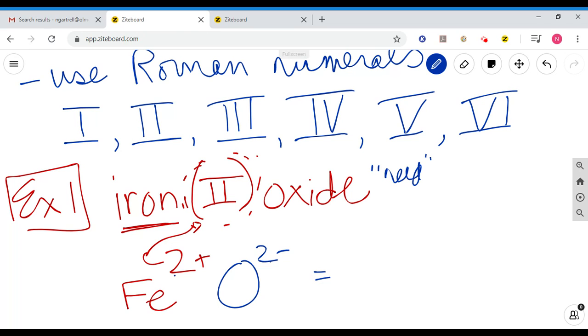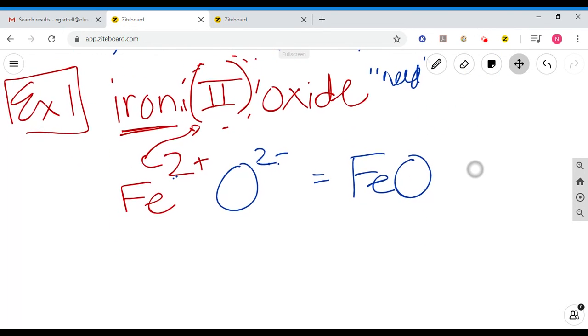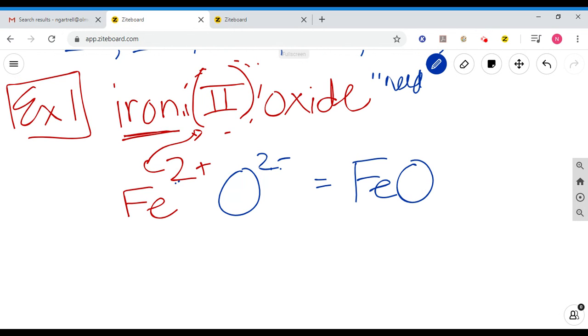Now we look at the charges. I have a +2 and a -2. Are the charges the same or different? I mean the same numerical number. They're the same, 2 and 2. So when the charges are the same, we just drop the charges and write the symbols. To recap, in order to figure out the charge I just look at the Roman numeral.